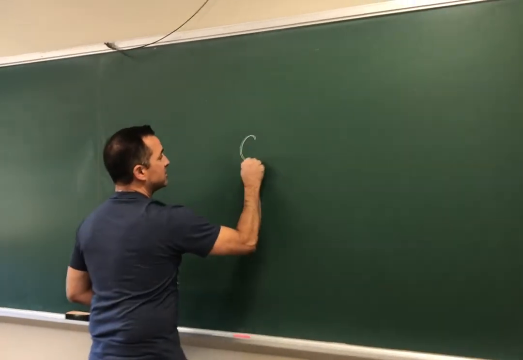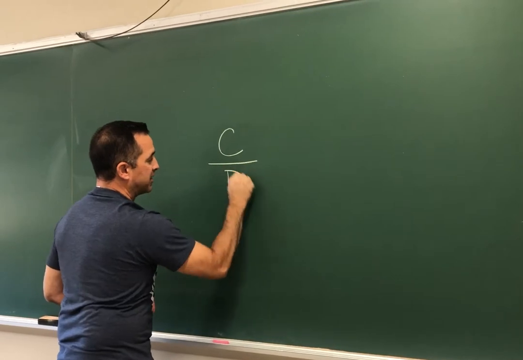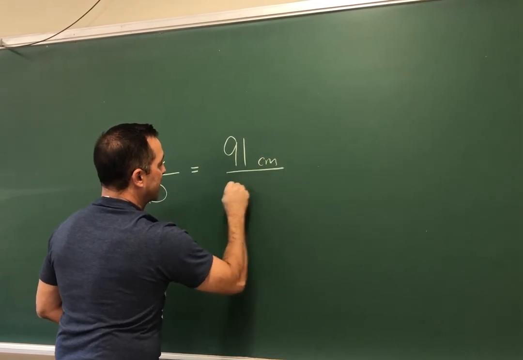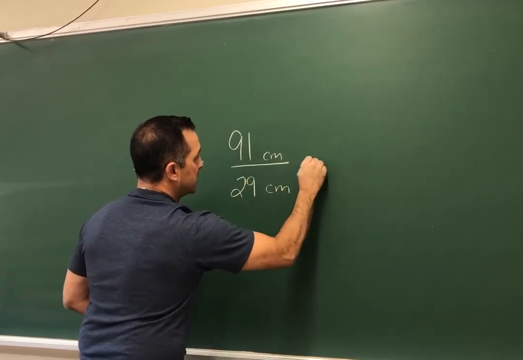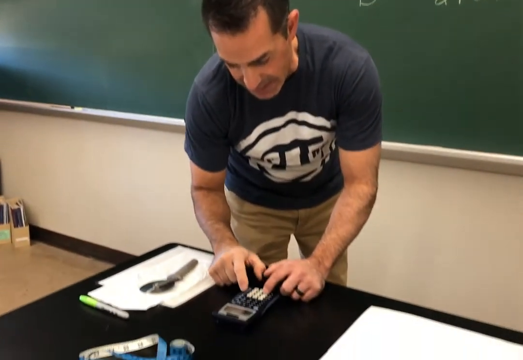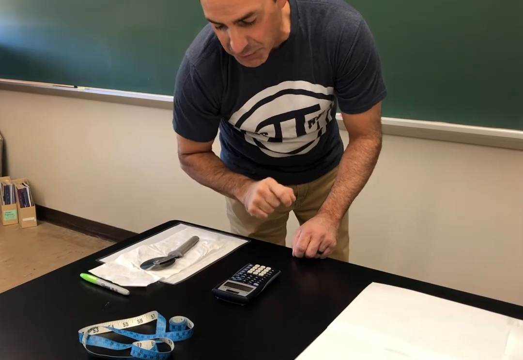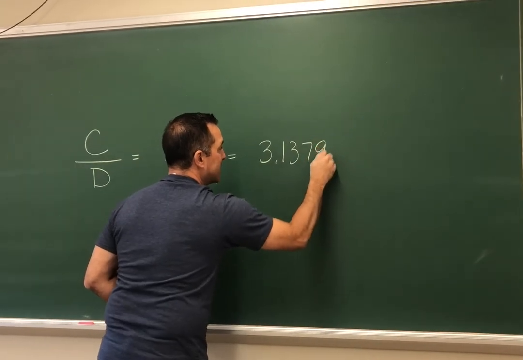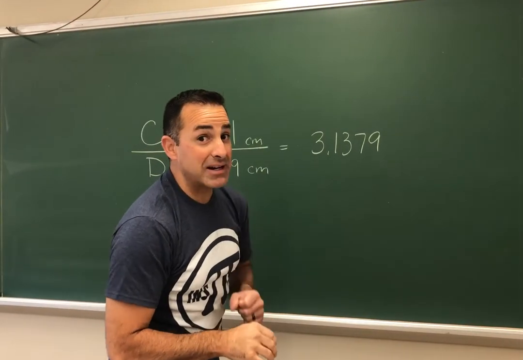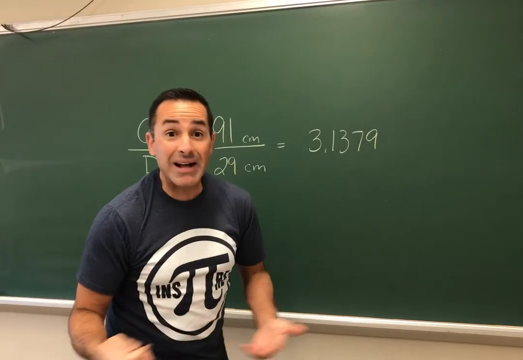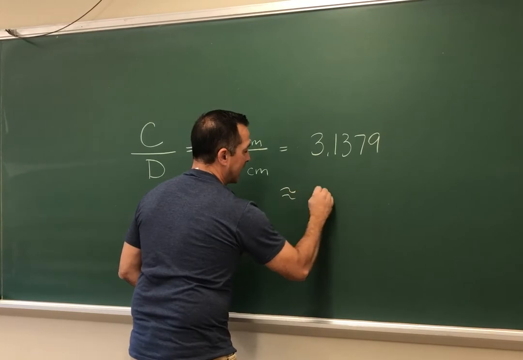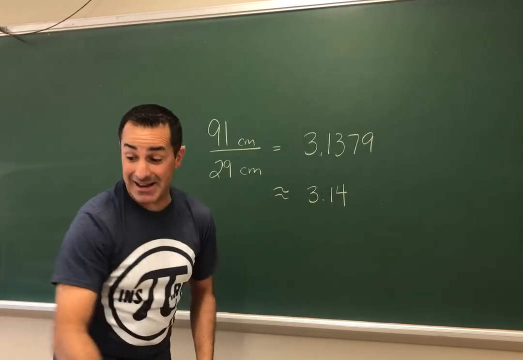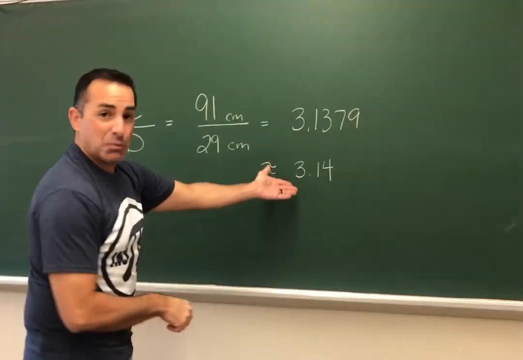So let's see. I create a ratio of circumference divided by the diameter, which was equal to 91 centimeters divided by 29 centimeters. And we get, let's see, 91 divided by 29 is equal to, voila, 3.1379-ish. Now, do you recognize that number? That's right, that's practically pi. Now, our pi approximation that we normally see is 3.14. So with this pizza and this really bad tape measure, we got approximately pi.